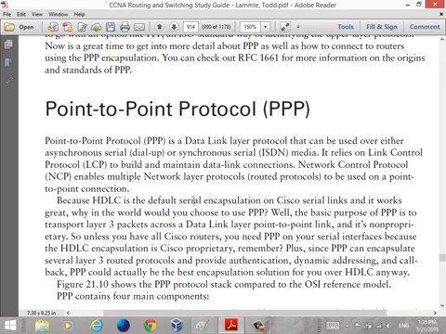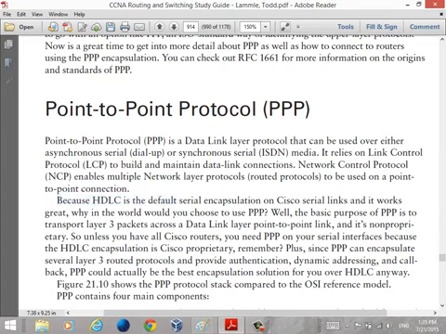What is the use of LCP? LCP is used to set up a connection between two devices. And NCP is used to define which layer 3 protocol you are using, whether it is IP or IPv6 or any other layer 3 protocol. Is this clear? Any issues? No. We will discuss how LCP will establish the connection.